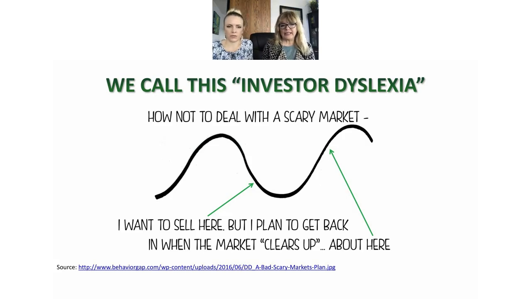Okay, so here is, we call this, we kind of talked about this a little bit here. But here's the timing thing. So you look on this little graph, you go over to the left, the market's going up and up and up, and everyone's happy. Starts going down, down, down, and here's the little arrow there. It says, I want to sell here when it's down because I'm not comfortable with the volatility. But I plan to get back in when the market clears up right about here. And see that second arrow, if you got out of the market, you lost a lot of the rebound.